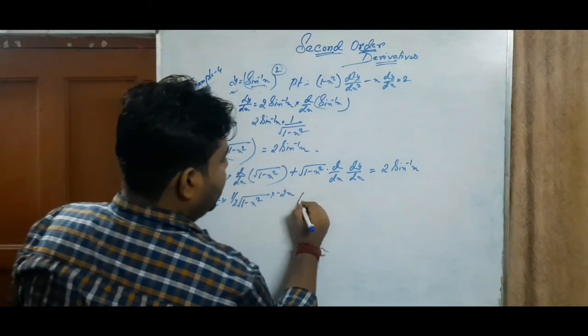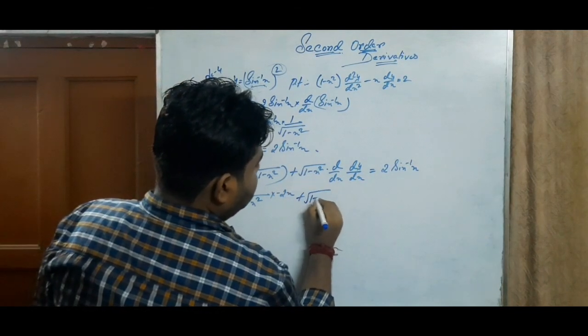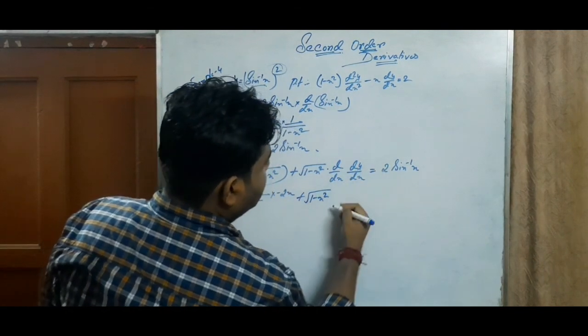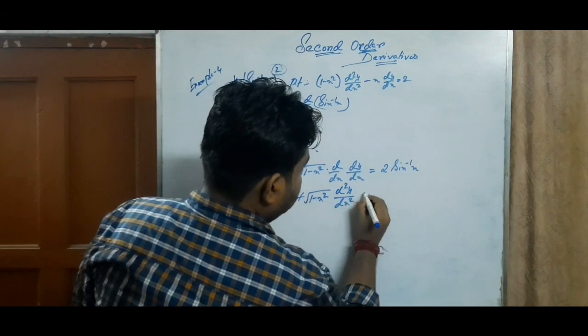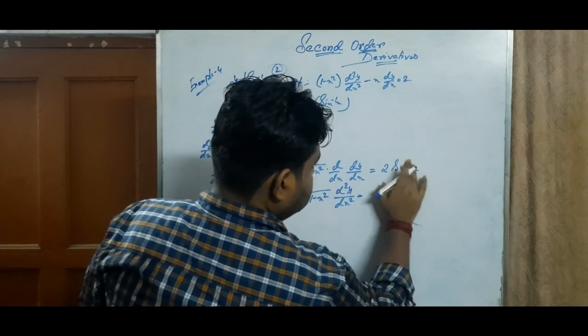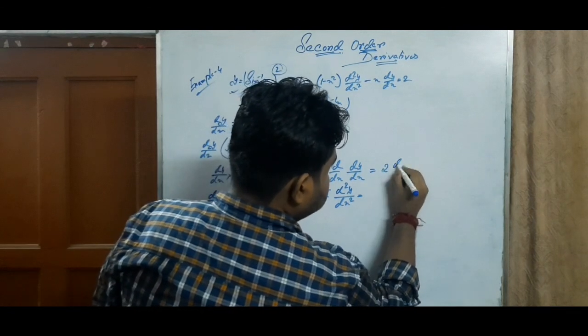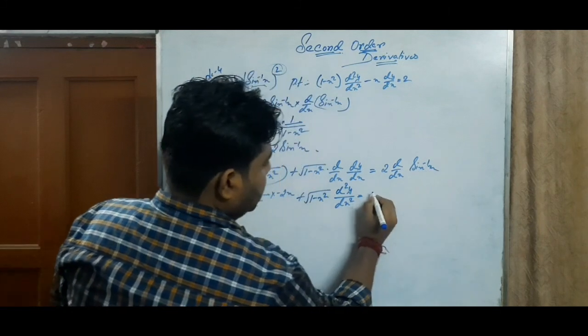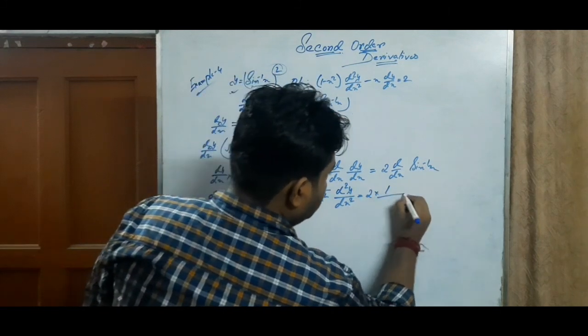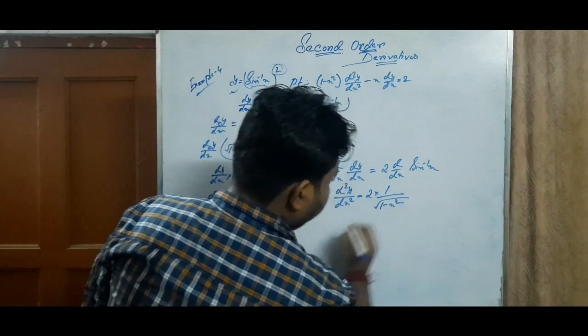Now plus (1 minus x square) d/dx of dy/dx, that is d2y/dx square, equals d/dx of sine inverse of x, that is 2 sine inverse x, which means 1 by root over 1 minus x square.